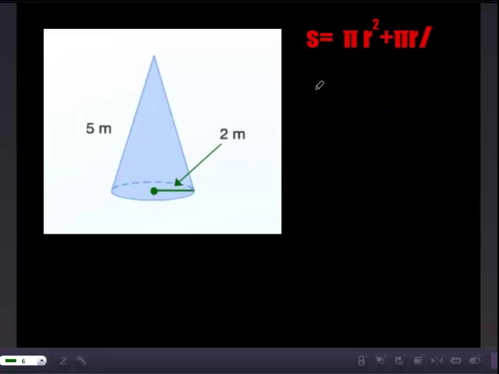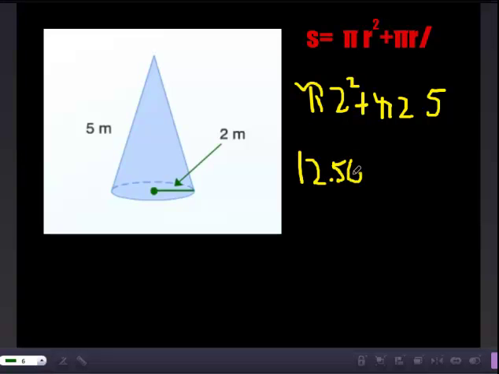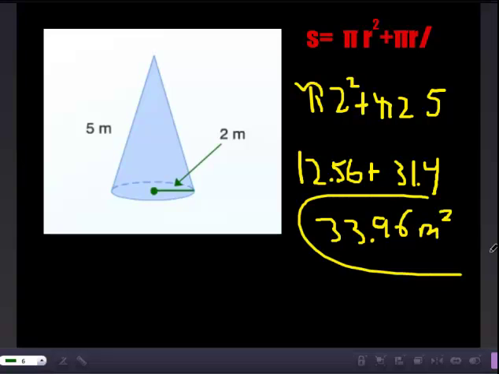So in this particular example, you just plug in the pieces that you know. So the surface area would be pi r, which is 2 squared, and then you plus pi, that same 2 again, and the lateral surface would be that 5. So the circle on the bottom would end up being 12.56, and the lateral surface would be 3.14 times 5 times 2, which will give you 31.4, and add these both together for 33.96 meters squared. This you can't really take apart piece by piece. You really just have to use this formula and plug the pieces in.